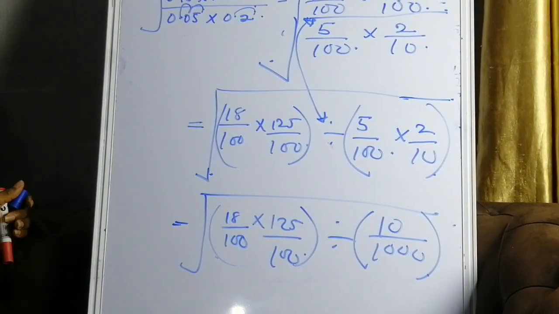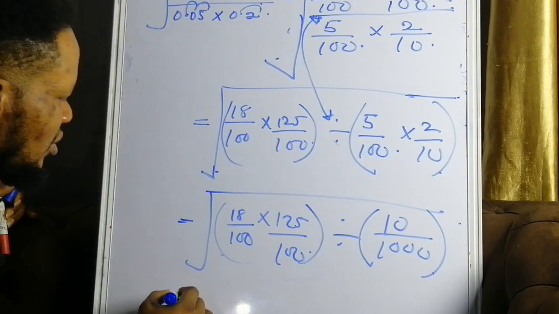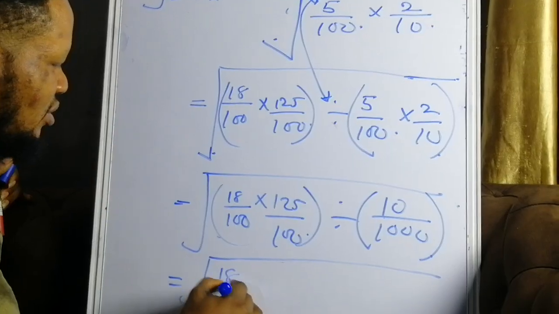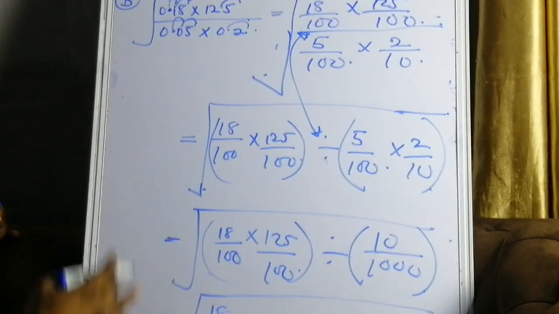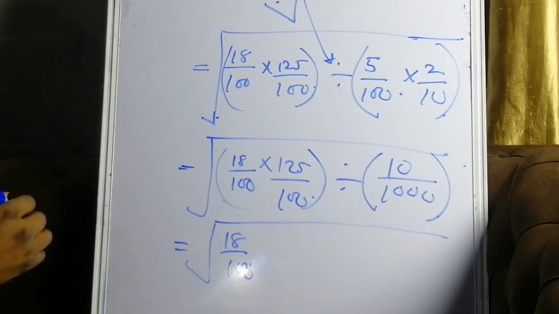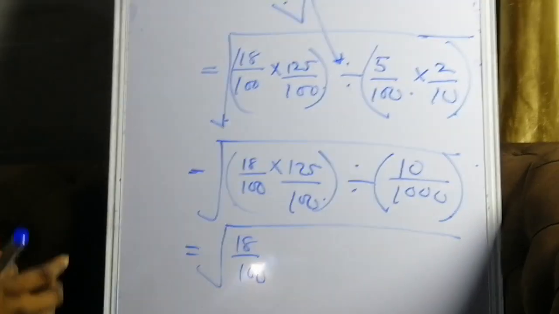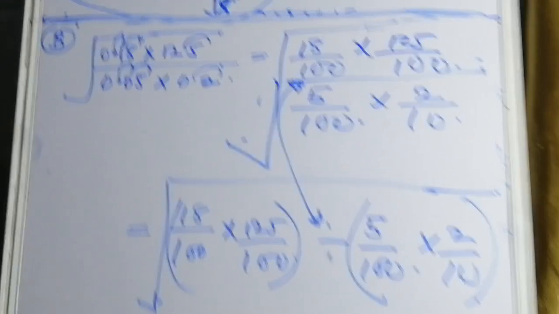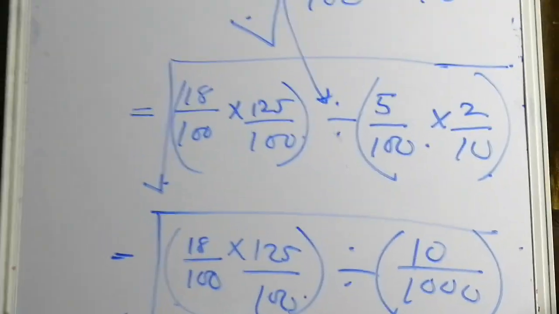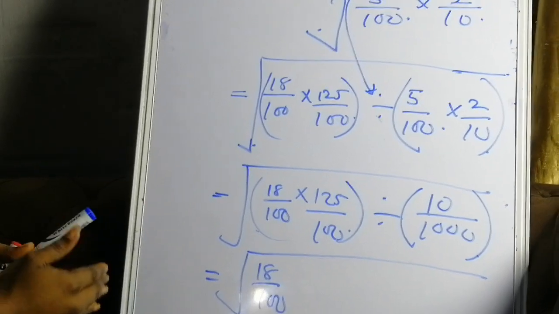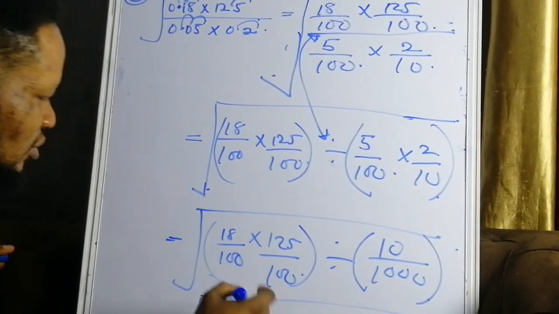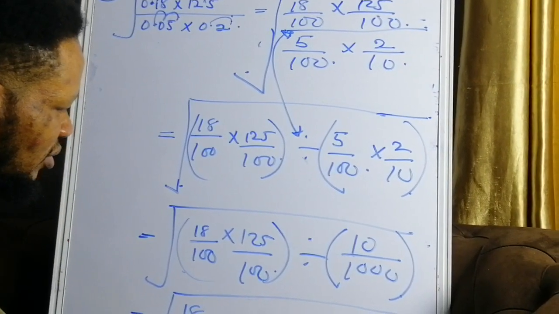Okay, so multiplication. Now I can also say square root of 18 over 100. You have to show your working. You have to show your working step by step. When it comes to theory, you don't need to jump steps. Even when you are solving your objective questions, you can still jump steps so that you can save some time. But in the theory part, you have to show your working.